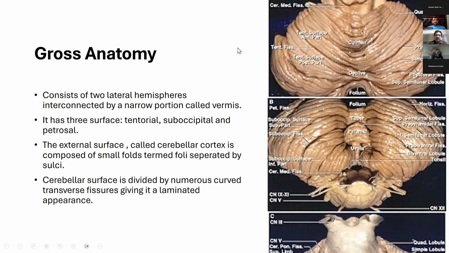Grossly, we have two lateral hemispheres connected by a narrow portion called the vermis, which is already discussed in detail. It is in the midline. It has three surfaces: tentorial, suboccipital, and petrosal. The external surface, called the cerebellar cortex, is composed of small folds, which we call folia, separated by sulci. The cerebellar surface is divided by numerous curved and transverse fissures, giving it a laminated appearance.